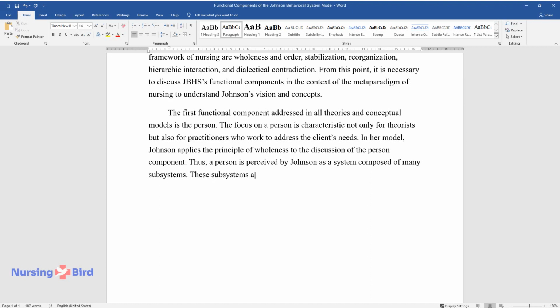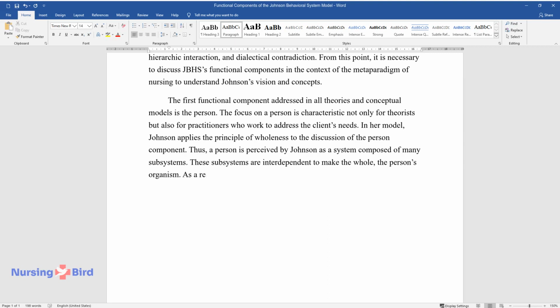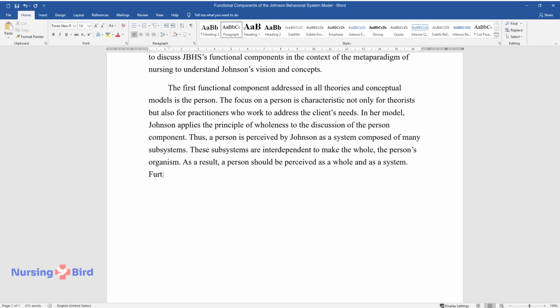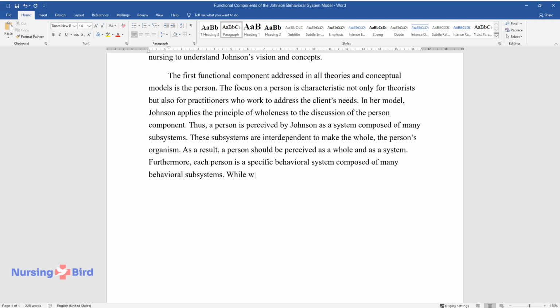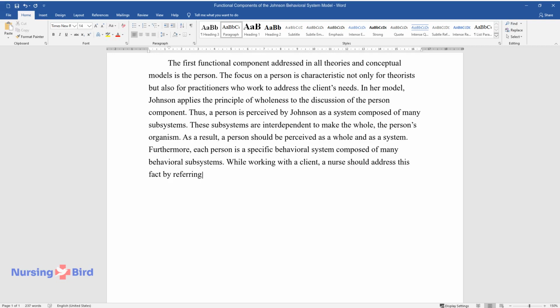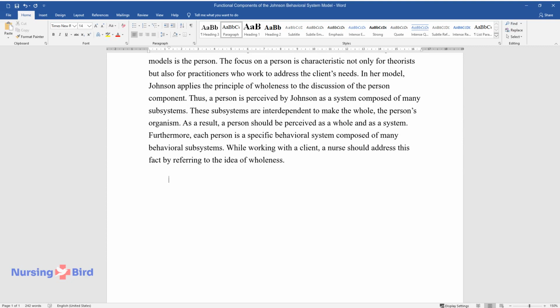These subsystems are interdependent to make the whole, the person's organism. As a result, a person should be perceived as a whole and as a system. Furthermore, each person is a specific behavioral system composed of many behavioral subsystems. While working with a client, a nurse should address this fact by referring to the idea of wholeness.